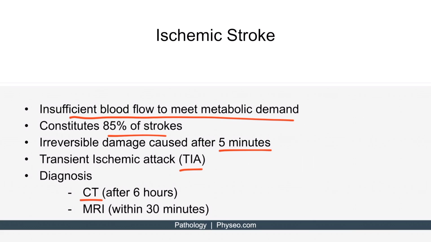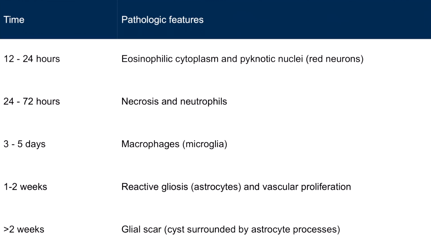Ischemic changes only appear on CT about 6 hours after onset of symptoms, however. For this reason, a brain MRI is the gold standard for confirming the presence of an ischemic stroke in patients who present with symptoms in the last 6 hours. So an MRI can detect changes within 30 minutes. This is a high-yield table that outlines the pathologic changes that take place in ischemic neural tissue over time.